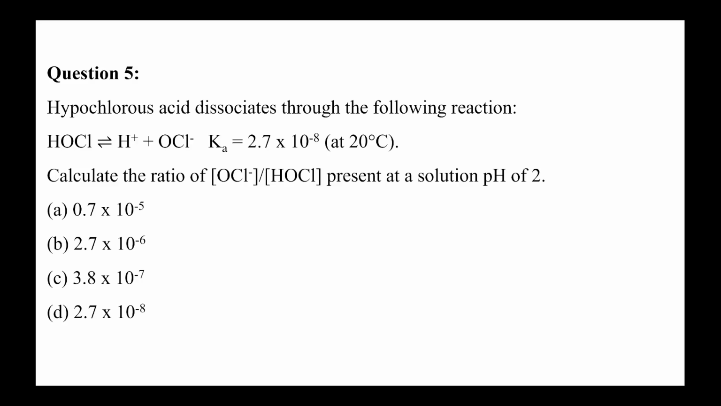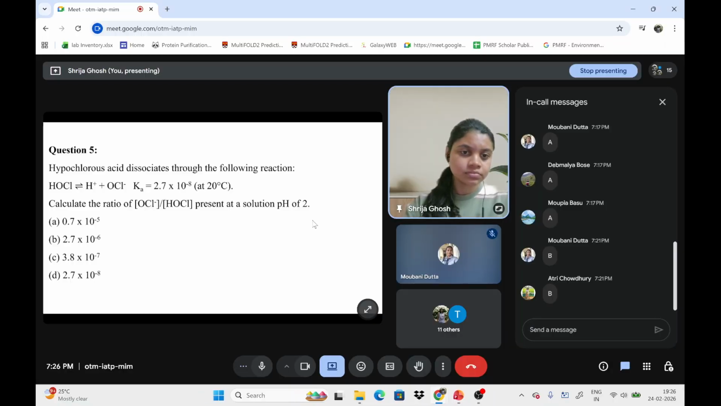The dissociation constant of an acid is given. You have to find the ratio of OCl minus to HOCl concentrations at pH 2. So pH is given, dissociation constant is given, and you have to find the ratio. How will you do the calculation? All of you do this calculation and let me know the answer. Quickly do this calculation.